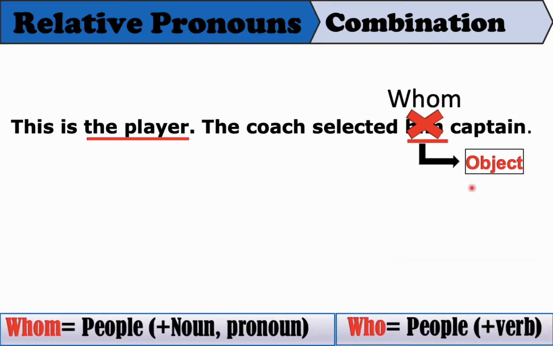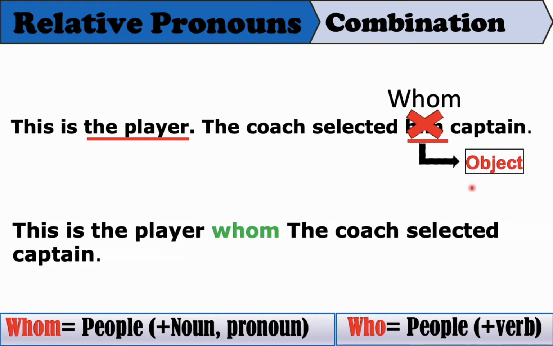Okay, so the sentence is, this is the player whom the coach selected captain. So what does whom refer to? It refers back to the player. And remember that, as I said before, relative pronouns are always after the things that they refer to.